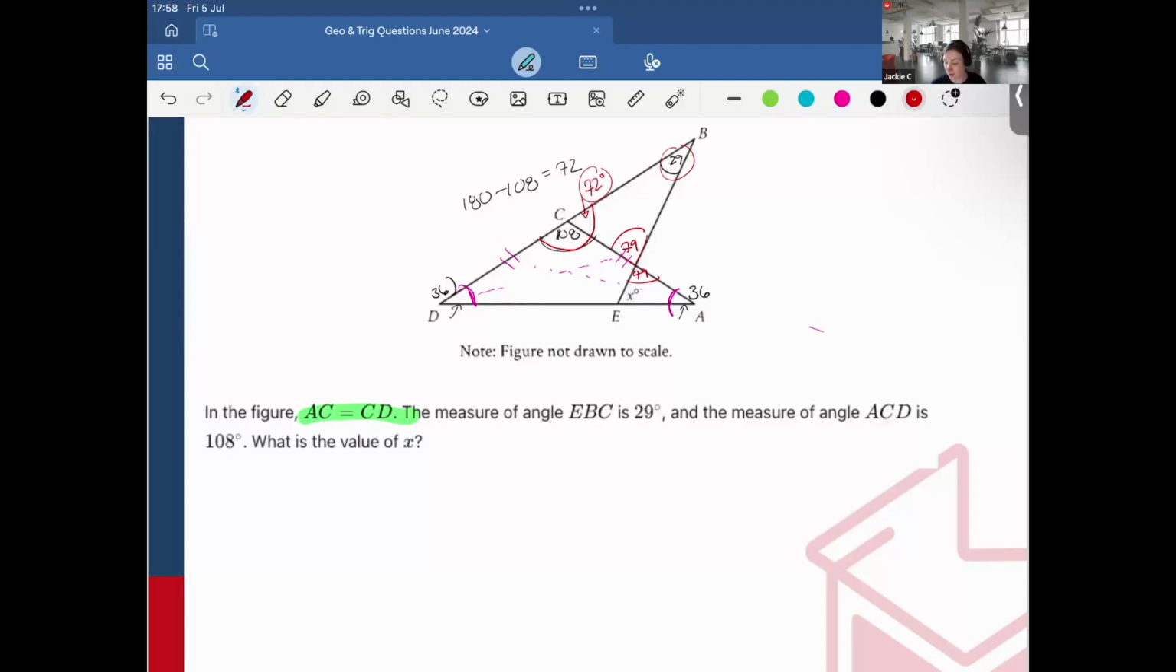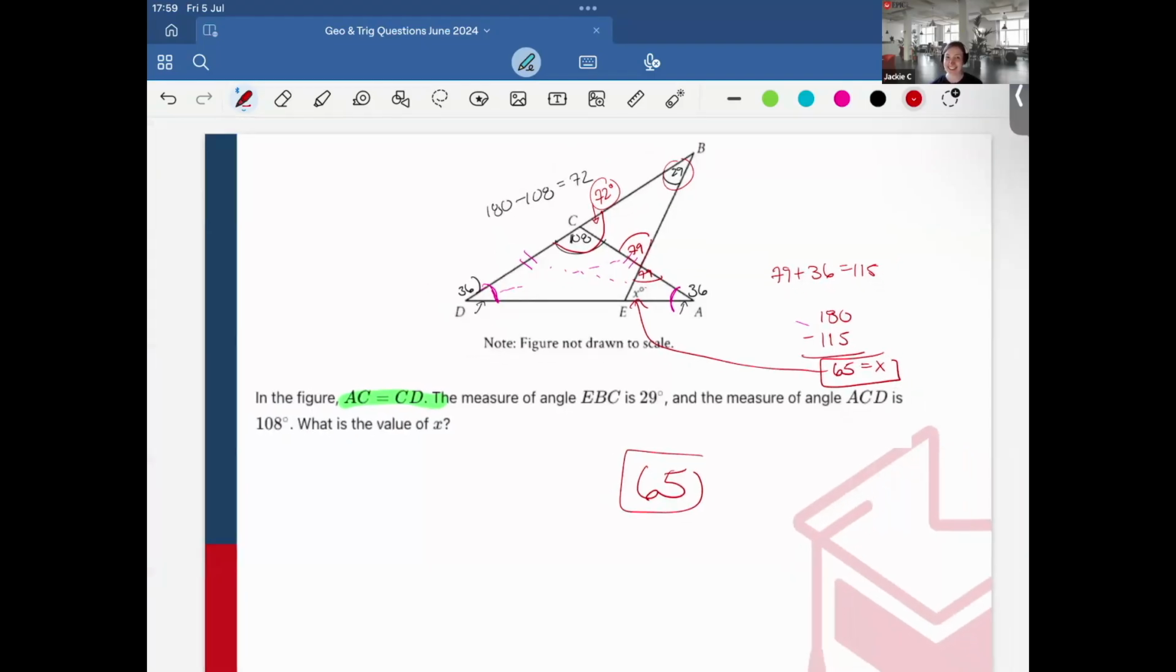And then finally, I would do 79 plus 36, which is 115, and then do 180 minus 115. And let's see what that is. Oh my goodness, it's 65 degrees. And that would be the value of X. But in the computer, I would type 65. Oh my goodness, wasn't that amazing?